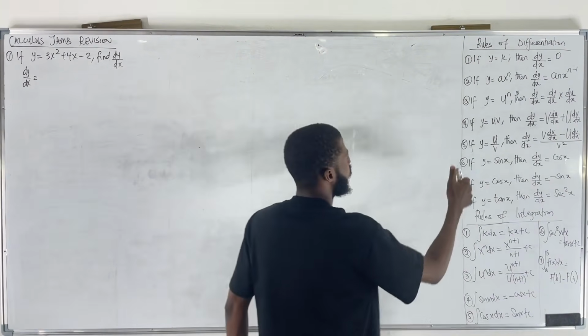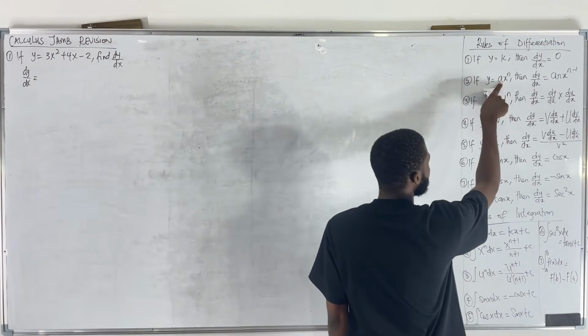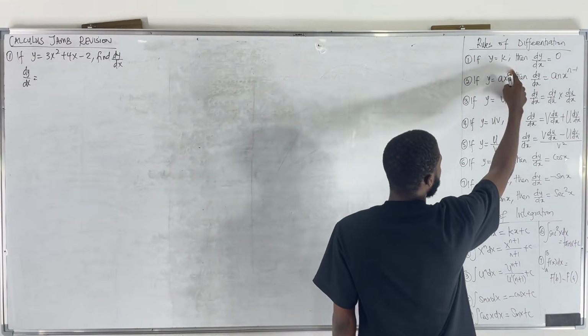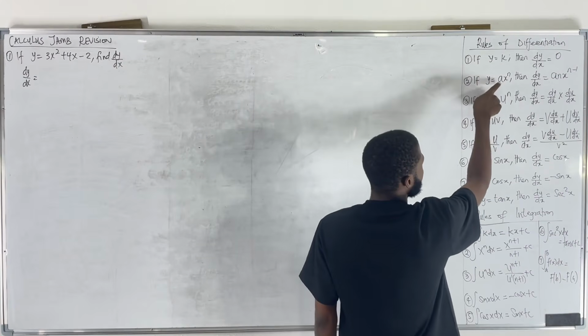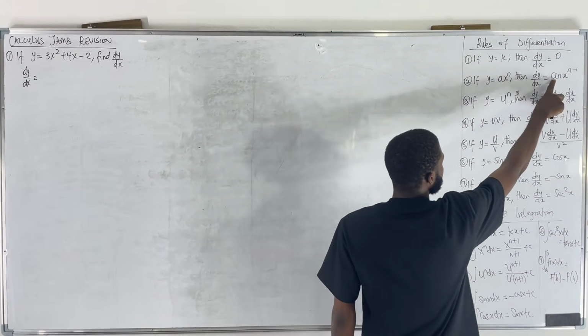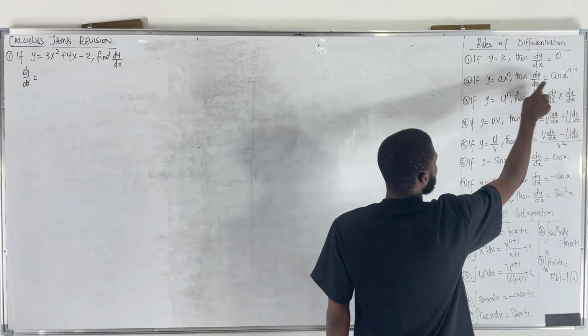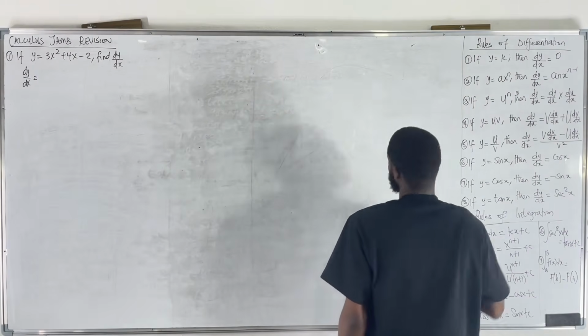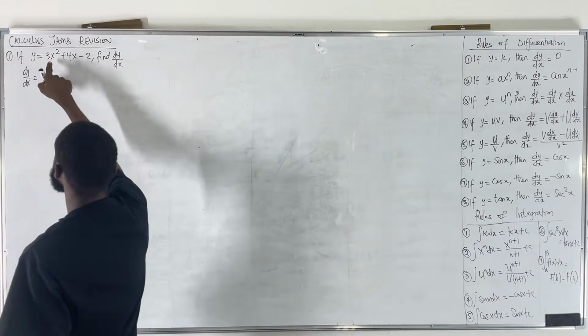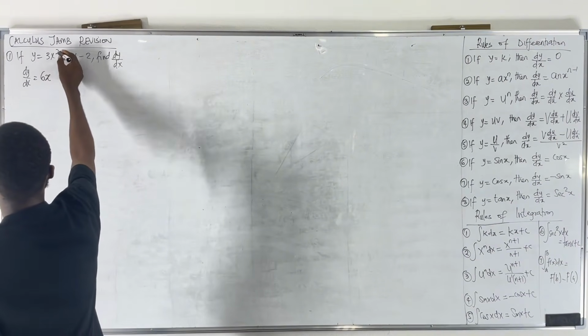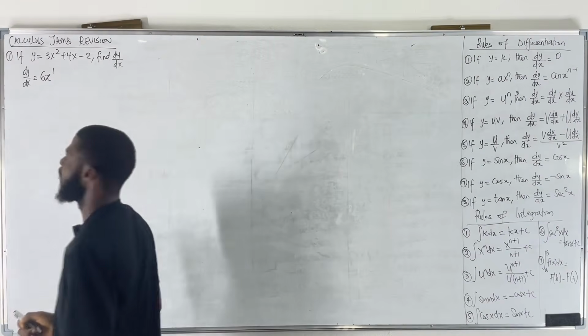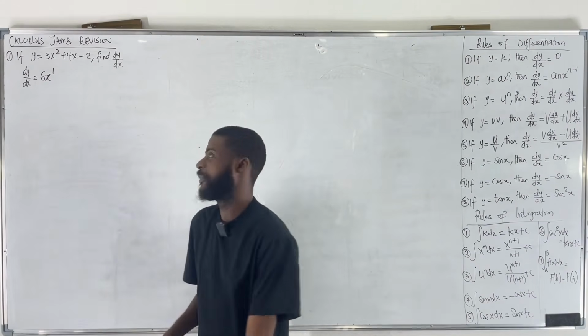Now come to this rule. You see that when there's a number in front, you have x and then a power. To differentiate, you will say a times n, so that number in front times n, and then you write your x and you minus 1 from the power. So in this case, this will be 3 times 2, 6. Then you write your x and you say 2 minus 1, 1.